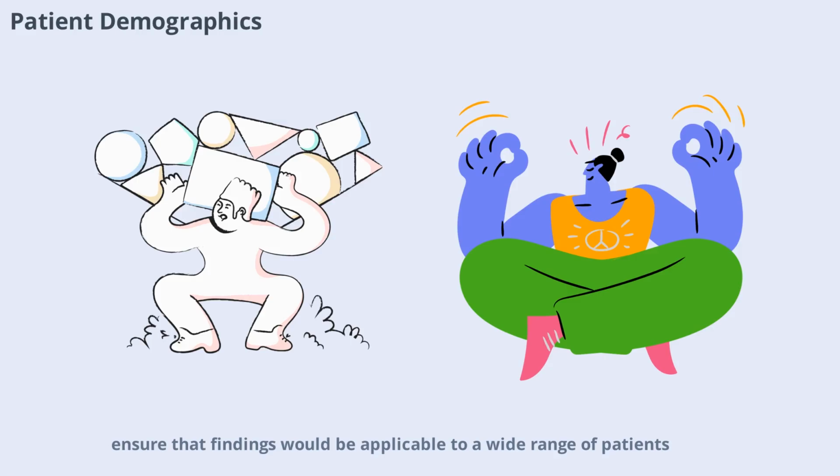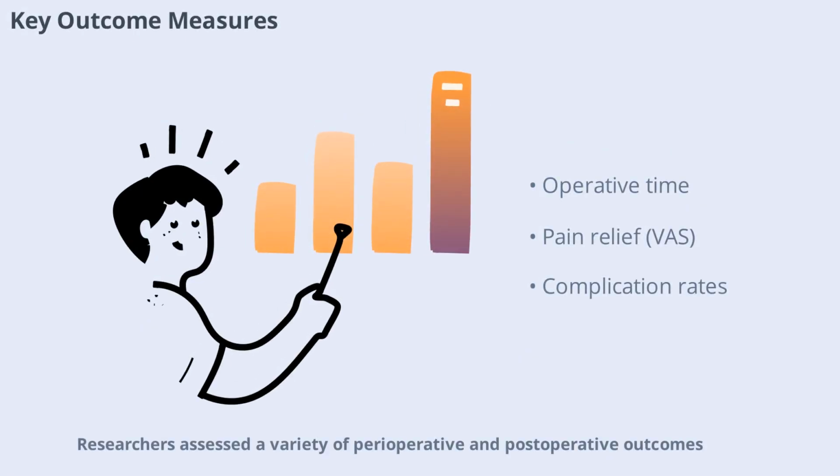range of patients. Researchers assessed a variety of perioperative and postoperative outcomes, including operative time, cement volume injected, pain relief, measured by the visual analog scale, or VAS, vertebral height restoration, kyphotic angle correction, and complication rates such as cement leakage and adjacent level fractures. By analyzing these outcomes separately for thoracic and lumbar procedures, the study aimed to uncover any meaningful differences.